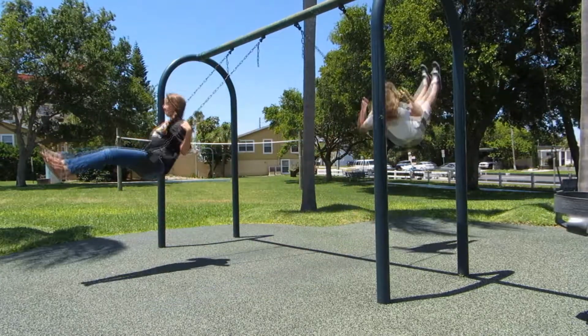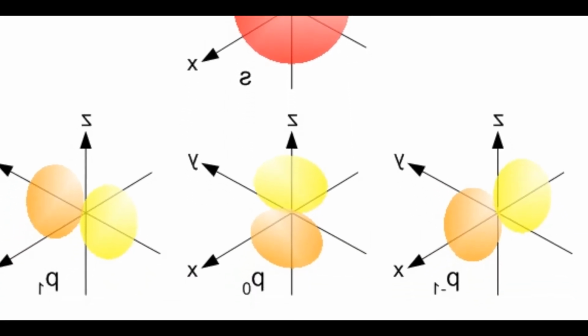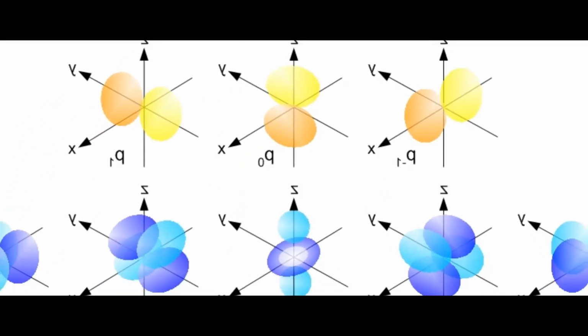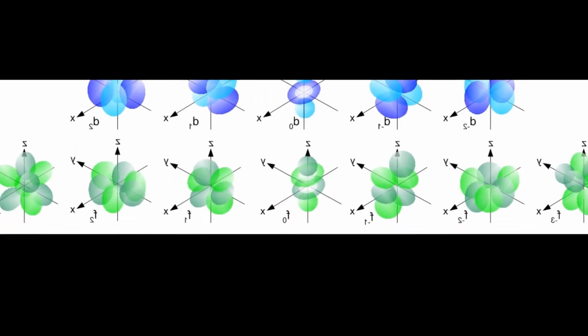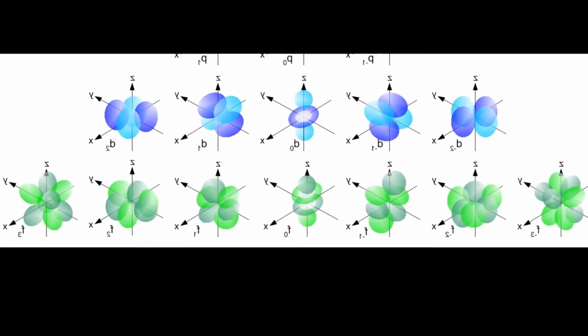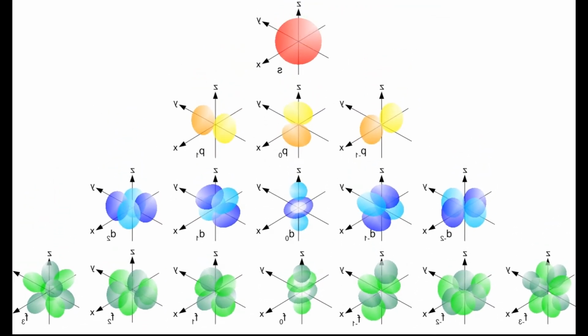The s subshell has 1 orbital that can hold 2 electrons. The p subshell has 3 orbitals that can hold up to 6 electrons. The d subshell has 5 orbitals that can hold up to 10 electrons. And the f subshell has 7 orbitals which can hold 14 electrons.